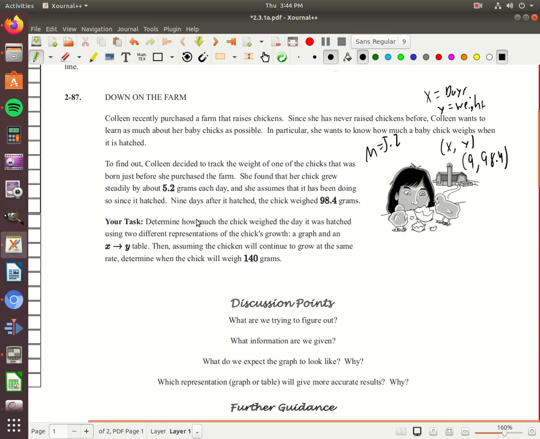It says determine how much the chick weighed the day it was hatched using two different methods, a graph and the x-y table. So let's think about this. First of all, let's do the x-y table. We don't know 0, 1, 2, 3, 4, 5, 6, 7, 8, but we do know 9 is 98.4. And we do know that every time we go back, we can subtract 5.2. So that would be 93.2 on day 8, because it grew 5.2. So if you add those together, that would work. It would have been 88 here. Here, I think it would have been 82.8.